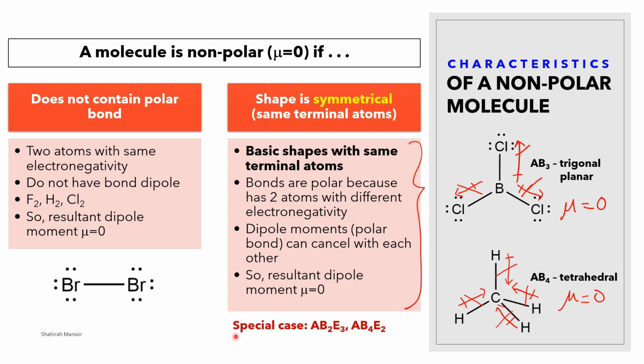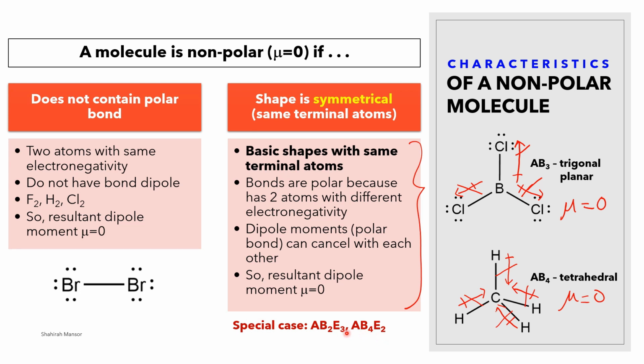But we do have some special case over here. Usually, kalau central atom ini mempunyai lone pair, okay, usually kalau central atom mempunyai lone pair, they will be polar molecule. So exceptions untuk this molecule yang mana central atomnya mempunyai lone pair, tetapi mereka adalah non-polar. Okay, so they are untuk molekul AB2E3 dan juga AB4E2.